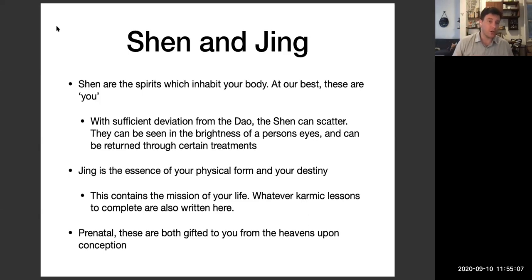It's also your constitution. Whether or not you're going to be tall enough to be a star basketball player is determined by your jing. Whether or not you have genetic disorders, that's in your jing. You get your jing from your parents, and that jing, to a certain degree, has the map of your life within it. That mixes with the shen to create the manifestation of your life. But both of these are given to you upon birth. We'll go into the shen a bit more week 3 as well.